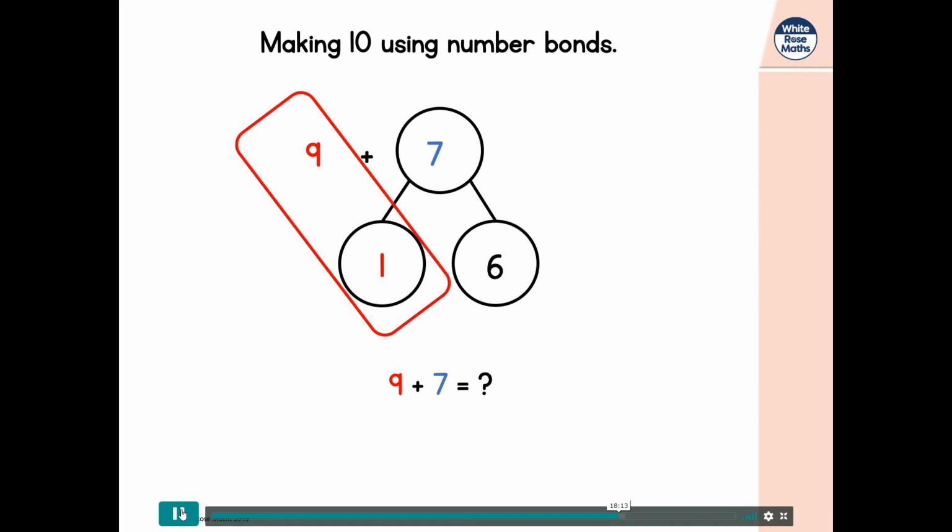Why? So that we can think about that number bond to 10. 9 plus 1 equals 10. But we're not finished yet. The question was 9 plus 7. We partitioned it into 1 and 6. We used the 1 to make 10, but we still have 6 left over. So we can start to think about 10 plus 6 equals 16, which means 9 plus 7 also equals 16.